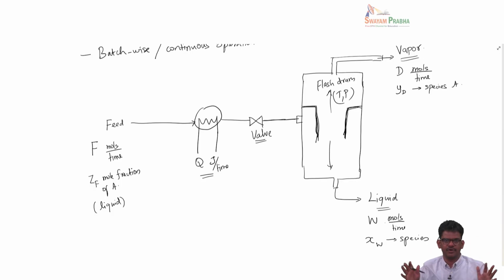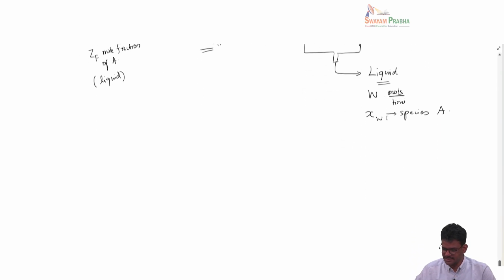So if you look at the overall process, from the feed to the vapor and the liquid, all we are trying to do is just change the proportion of liquid and vapor. There is only a physical change to the mixture, there is no chemical change. So that means the total mass has to be a conserved quantity in this case. We will write the total mole balance as well as the species mole balance. So we say that this total molar flow rate F should be equal to D plus W. That means whatever goes in should come out.